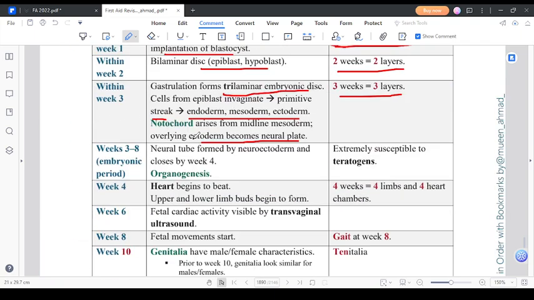Notochord arises from the midline mesoderm. Overlying ectoderm becomes neural plate. Till the formation of neural plate, we have till the 3 weeks. Then week 3 to 8, it is the embryonic period. Neural tube is formed by the neuroectoderm and closed by week 4, and organogenesis takes place.